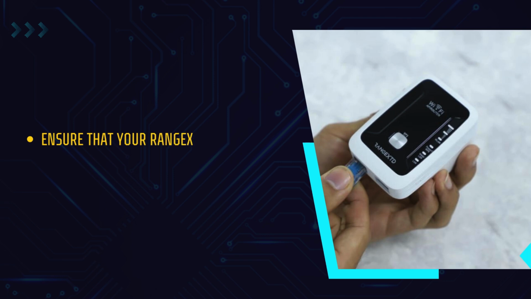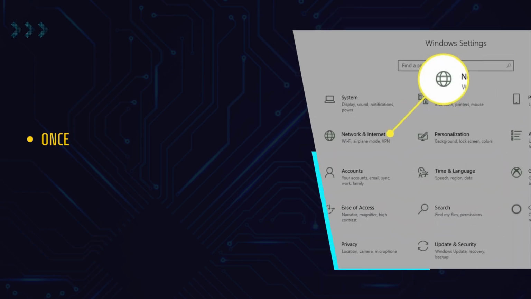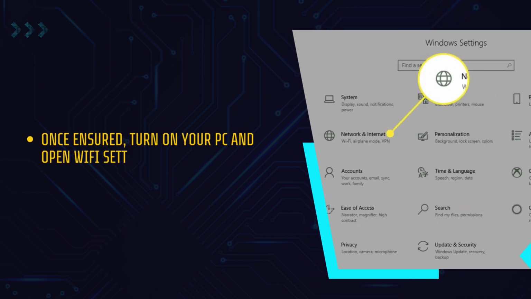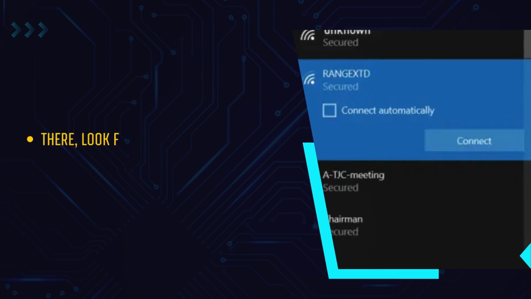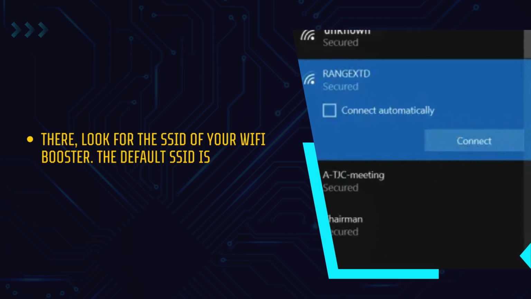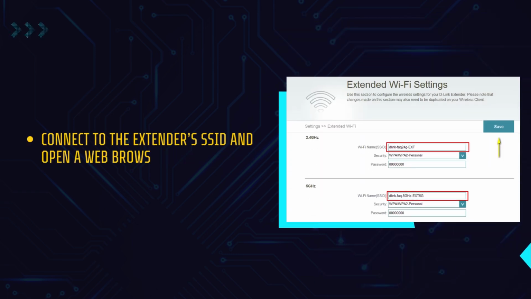Ensure that your Range XTD is on and is properly connected to the main Internet gateway. Once ensured, turn on your PC and open Wi-Fi settings. There, look for the SSID of your Wi-Fi booster. The default SSID is Range XTD. Connect to the extender's SSID and open a web browser.